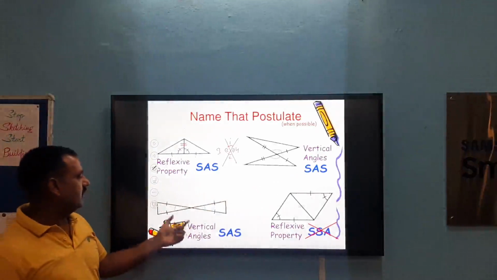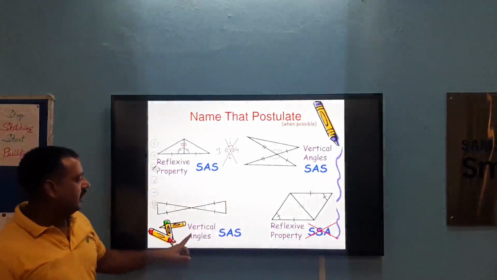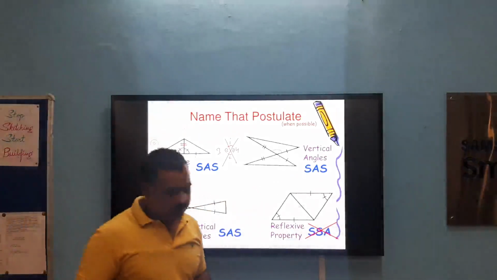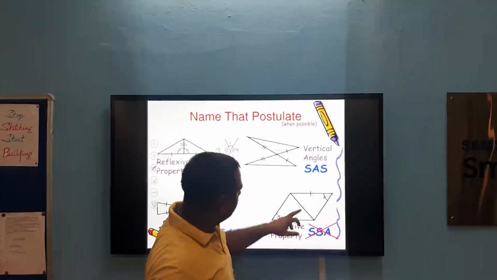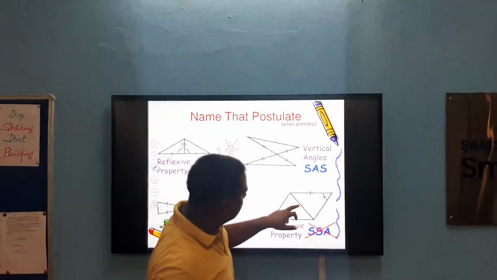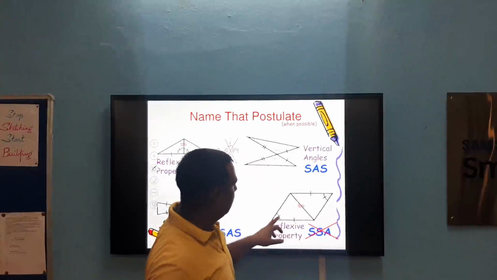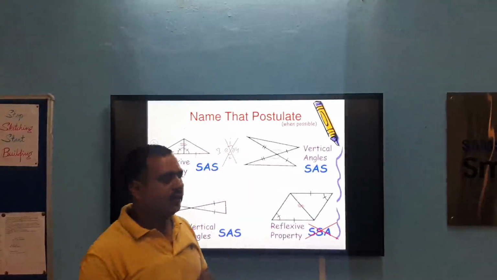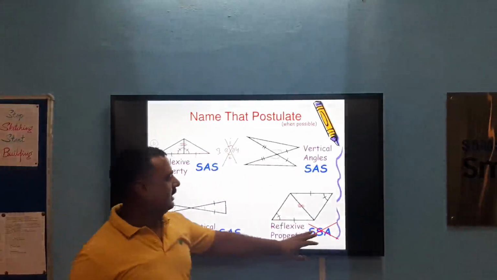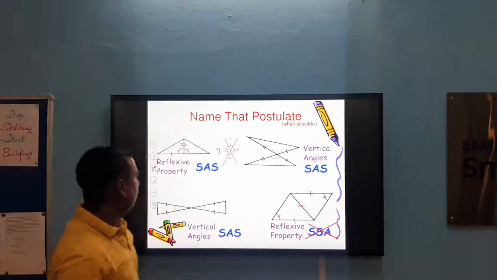Similarly, vertically opposite angles are here, the criteria used is SAS. And the reflexive property, here one side is common, this is known as the reflexive property, but the angle which is taken is not the included angle, so SSA is not any criteria.